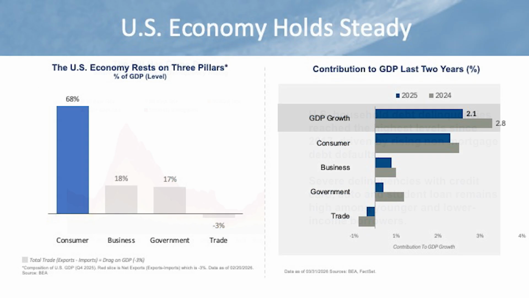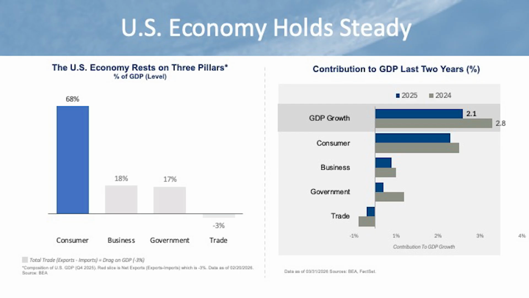Let's talk a little bit more about the consumer here. On the left side, this chart talks about basically three pillars of growth in the United States. The blue bar here represents that the consumer represents about 68% of the total growth in the economy. So if U.S. consumers are buying, things are looking well. Businesses contribute about 18% to the overall growth, and the government contributes about 17%. So you can see how important consumer spending in the United States is for the growth in our economy.